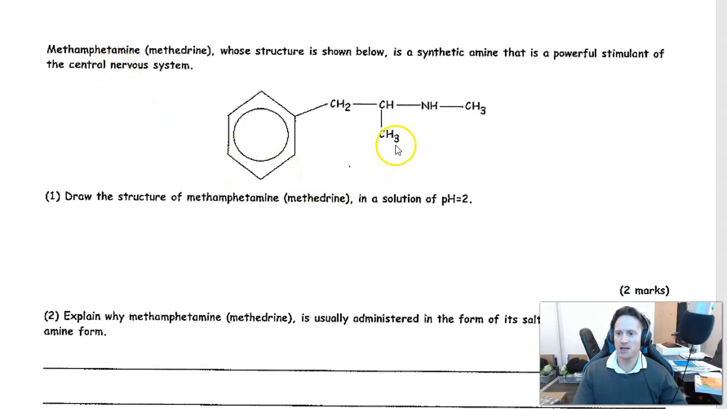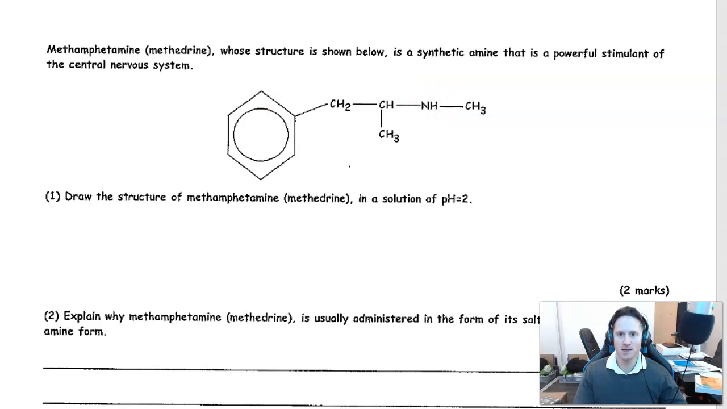So the first question here was to do with methamphetamine. This is the chemical structure of methamphetamine, and we want to draw the structure in a solution of pH 2. So the significance there is you need to think, what does that mean? pH 2 is acidic conditions. Acidic conditions have an excess of protons, so H+. So basically we need to think which functional group here is going to accept a proton if there's excess protons in solution. And that's going to be the amine functional group, which is basic. So basic amines can be protonated in acidic solutions.